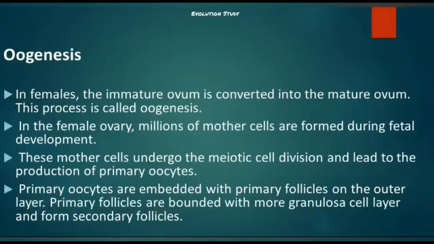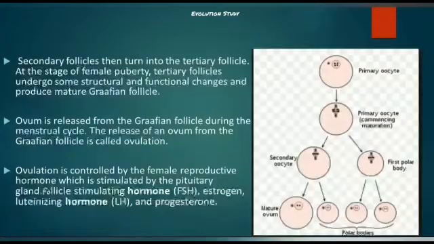Primary follicles are bounded with more granulosa cell layers and form the secondary follicles. Secondary follicles then turn into the tertiary follicle and at the age of female puberty, the tertiary follicles undergo some structural and functional changes and produce the mature Graafian follicle. Since the ovum is released from the Graafian follicle during the menstrual cycle, the release of an ovum from the Graafian follicle is called ovulation.